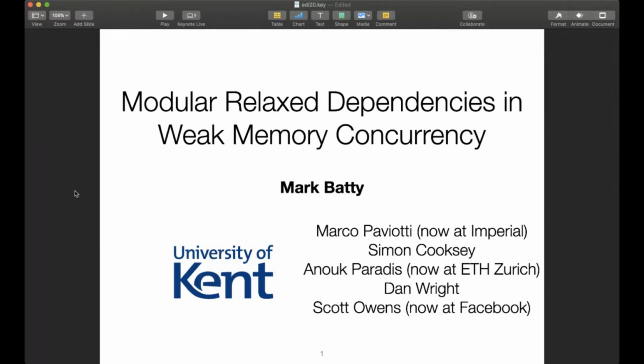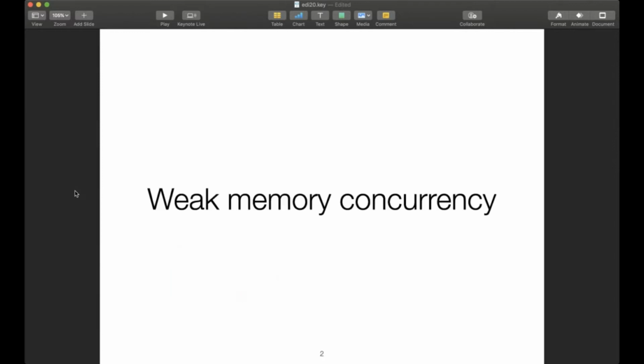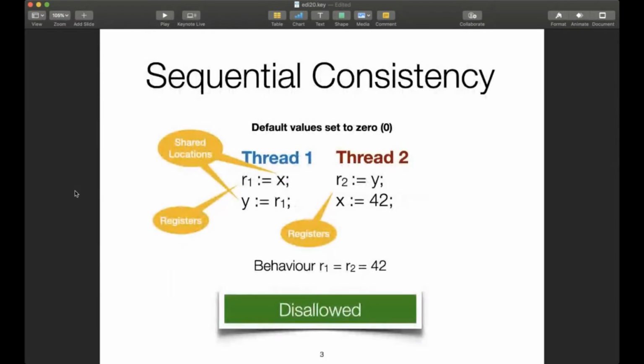Right, so I'm going to talk to you about a new semantics that we have built for C and C++ type languages. It's a semantics that deals with weak memory concurrency. So first, I'm just going to give a quick primer on what weak memory concurrency is. A lot of people will probably have seen this before.